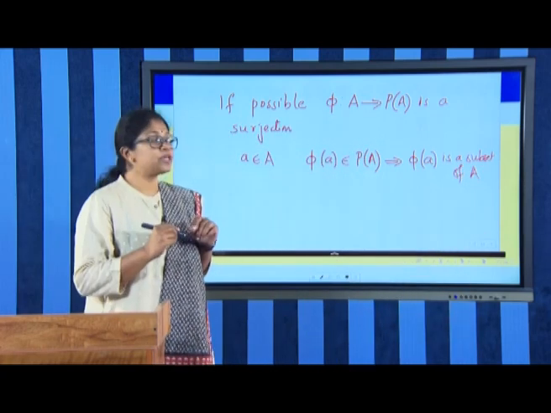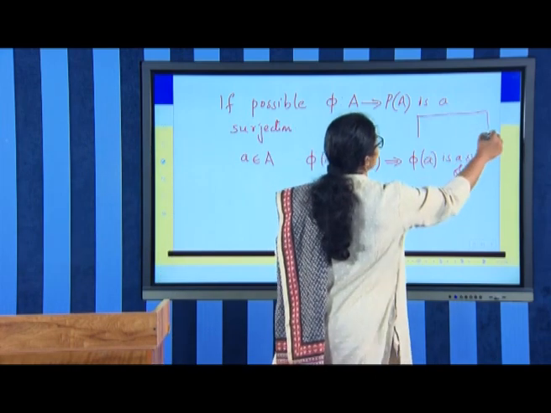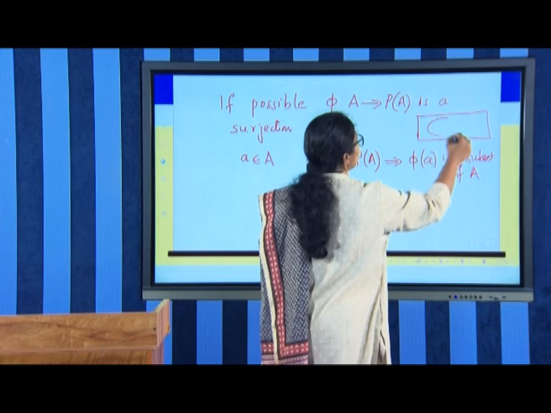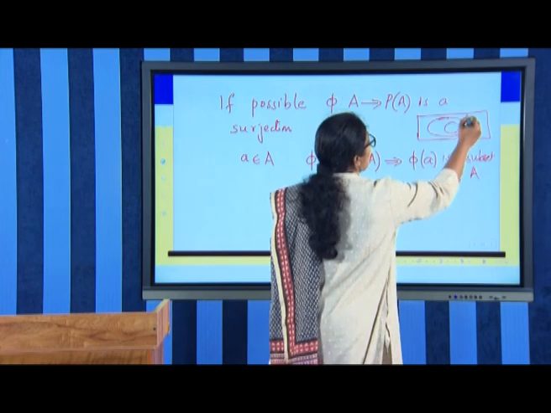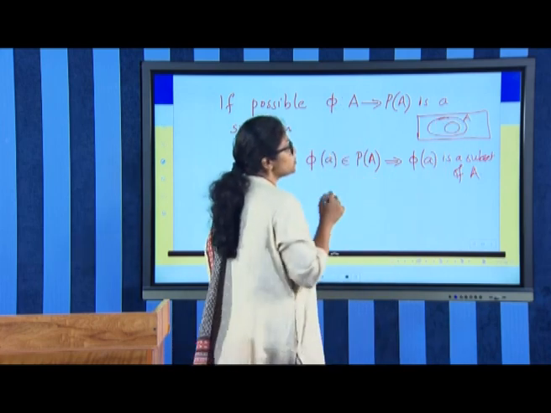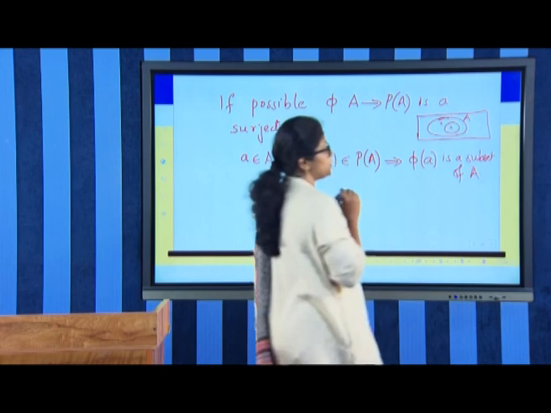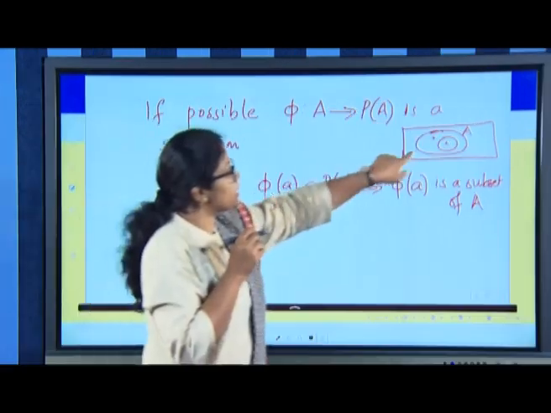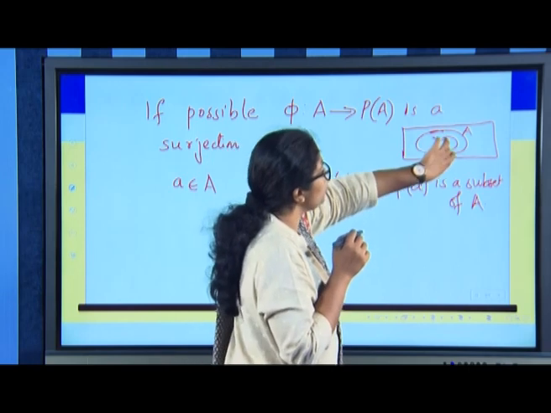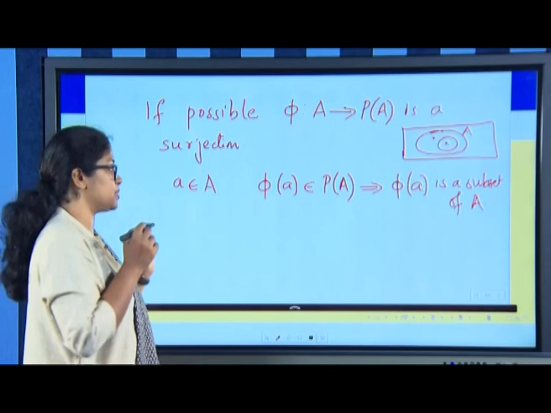So, subset of the set A means we have a Venn diagram something like this. We have the set A here, we have a subset of A, and a is an element of A. So, it can be either inside the subset or outside the subset. So, a can either belong to phi of a or a cannot belong to phi of a. So, there arise two cases.